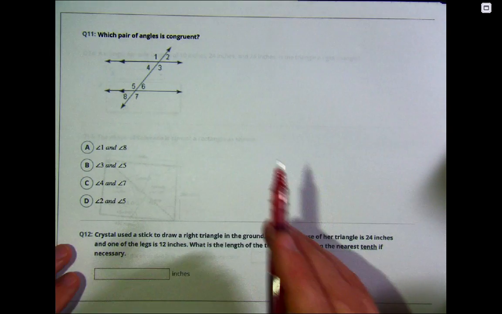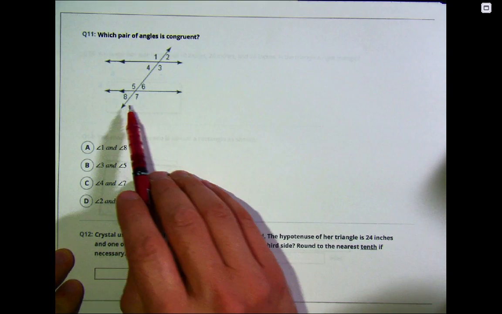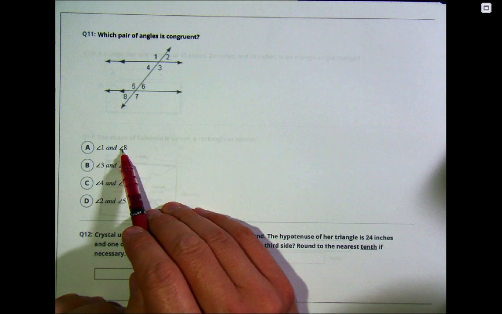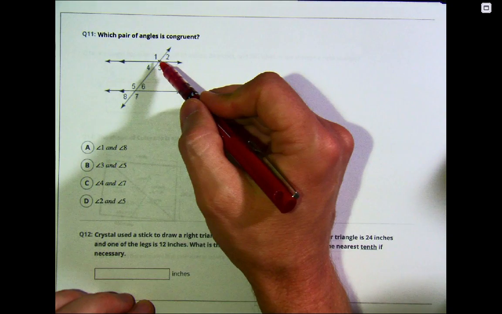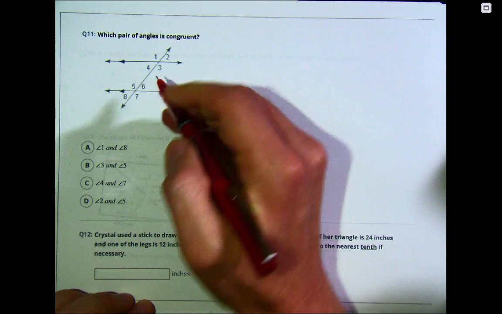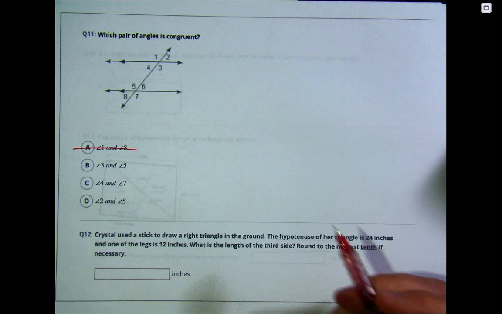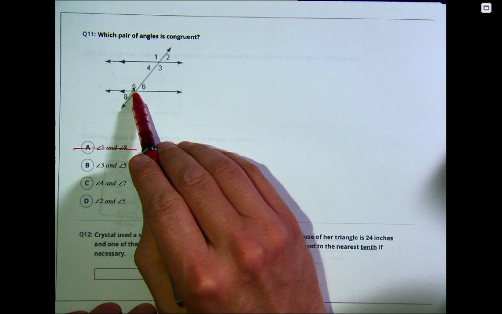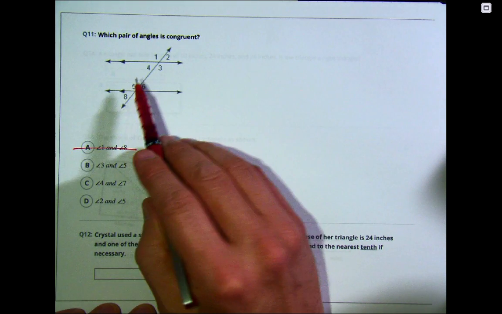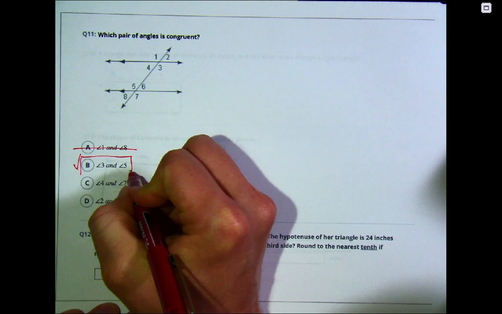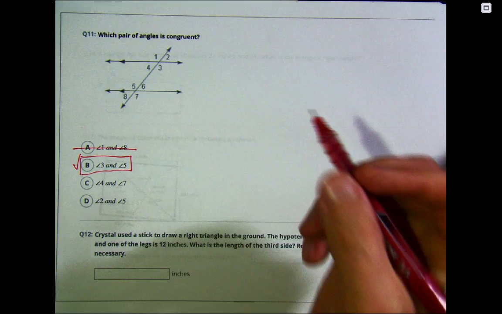11, which pair of angles is congruent? Okay, same idea. So we're going to look at angle 1 and angle 8. Angle 1 is obtuse. Angle 8 is acute. They cannot be congruent if one's bigger than 90 and one's smaller than 90. 3 and 5. 3 is obtuse. 5 is obtuse. Yes, those are congruent. But let's just check the rest just to make sure. This might be one of those problems that has multiple answers.